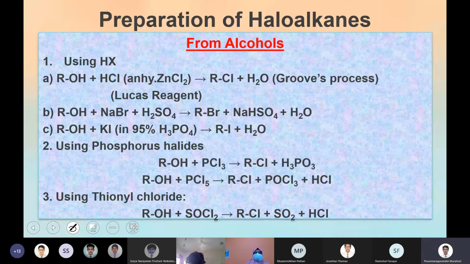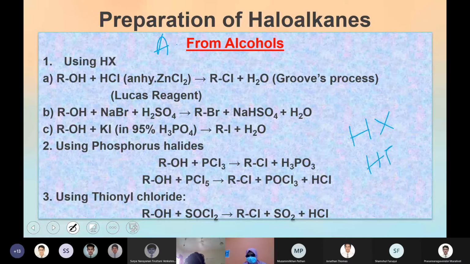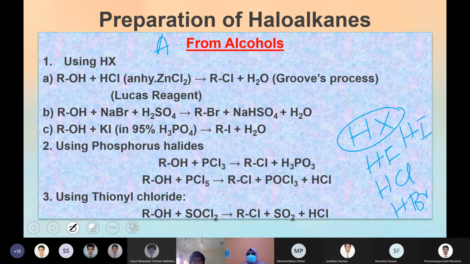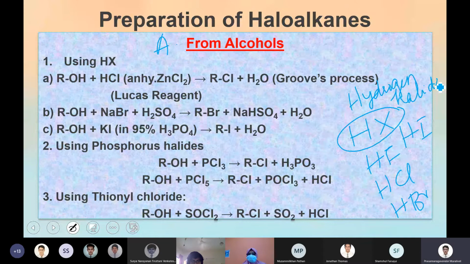So that is the first preparation method. Yes. What is HX? HX means hydrogen halides. X can be F, Cl, Br or I, so HF, HCl, HBr or HI. HX is a general representation of hydrogen halides. Okay, ma'am. So here, instead of HCl, if you take HBr, your product will be RBr, like that.